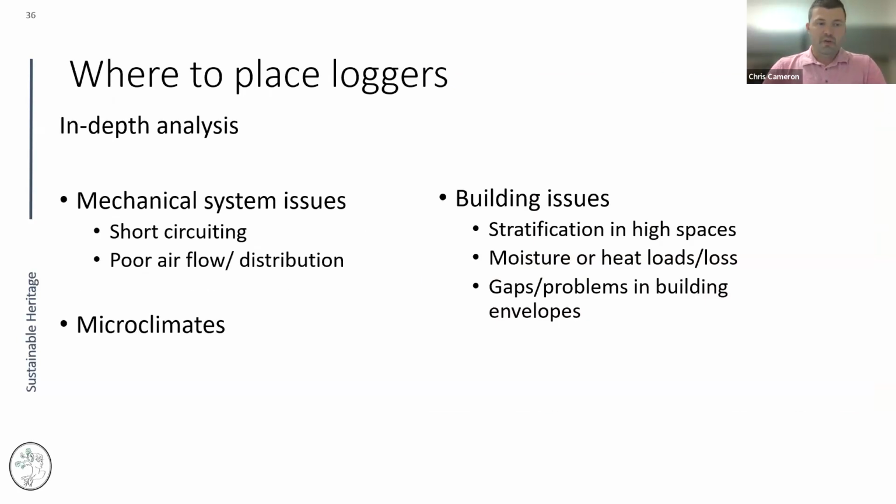You can use the loggers to do in-depth analysis, putting them inside mechanical systems to find mechanical issues. You can find what we call short circuiting, where the air is exhausted out of the supply and brought right back into the return, and doesn't even get into the collection space. You can find poor airflow where you think you're getting good airflow across a collection space, but you're not. For building issues, if you have a tall building, say with 20-foot ceilings, you could end up with stratification, with different conditions at the floor, in the middle, and at the top of the building. You could find moisture or heat loads you didn't know existed, and the significance of gaps or problems in the building envelope can be pointed out by getting loggers near those.